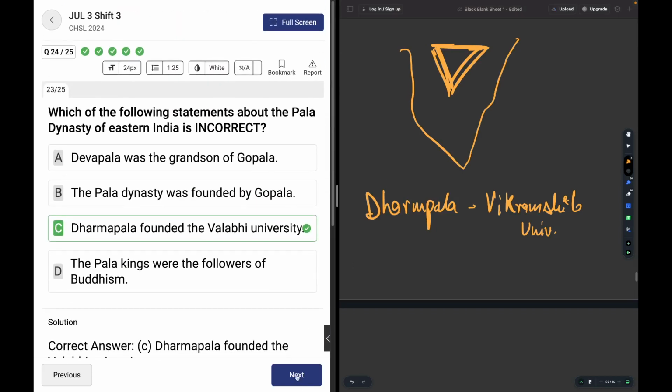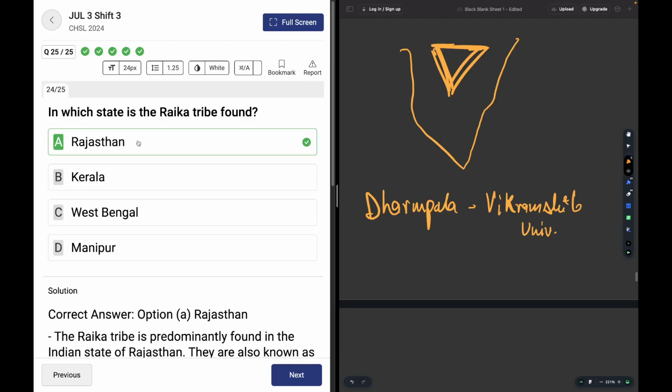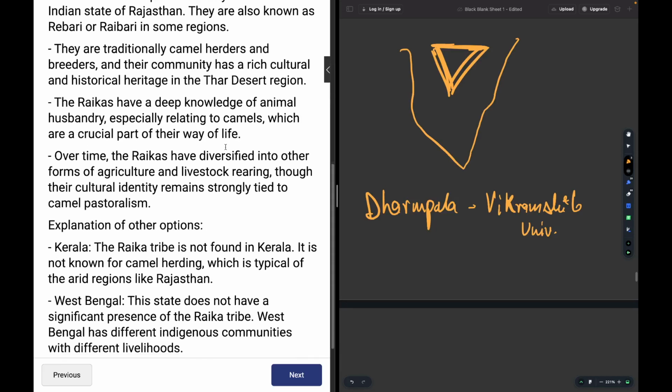So, moving on, last question. In which state is the Raika tribe found? The Raika tribe is found in Rajasthan. You may read about them over here. They are traditionally camel herders and breeders, and their community has a rich culture and historical heritage in the Thar Desert region. They are also called the Rebari or Raibari tribe in some regions.